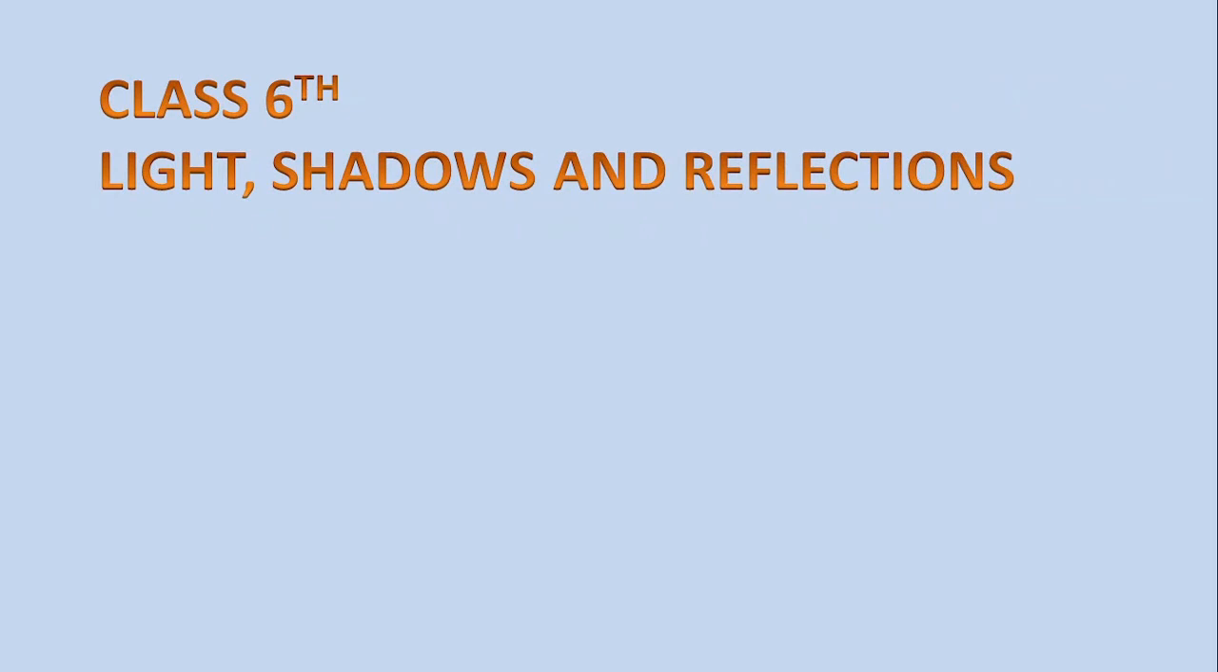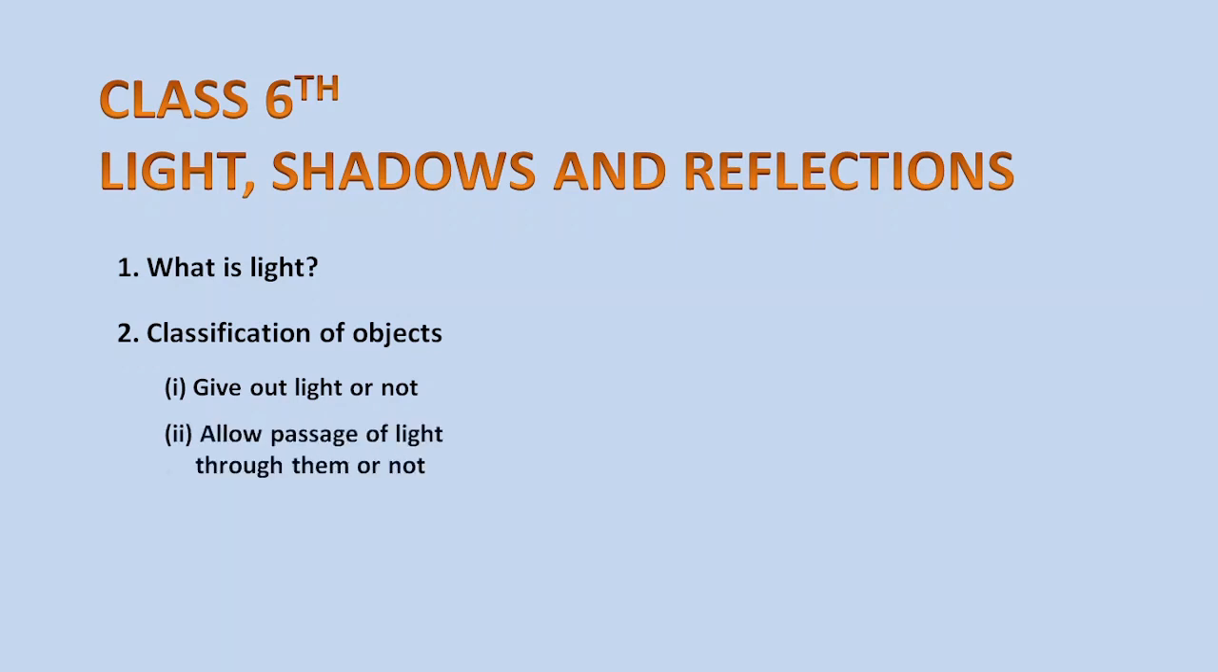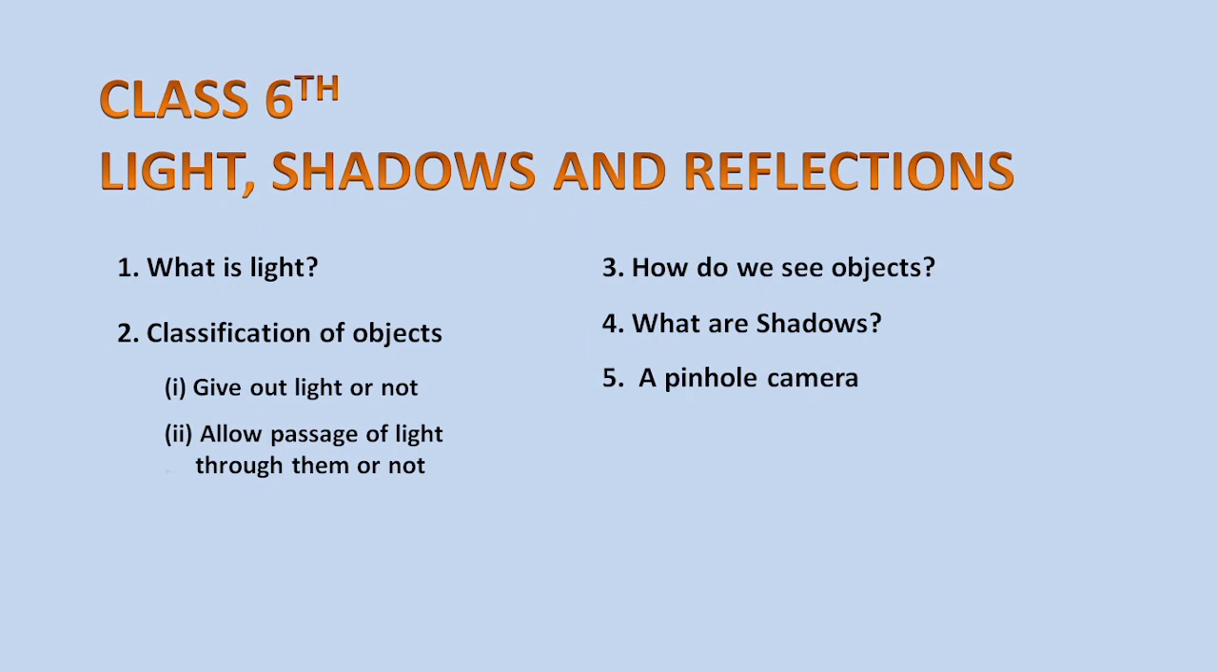This was our today's lesson. Let us recap what we have discussed. We have discussed what is light, then classification of objects, two different classifications. First, they give out light or not. Second, they allow the passage of light through them or not. Third, how do we see objects? Fourth, what are shadows, a pinhole camera, and mirrors and reflections.